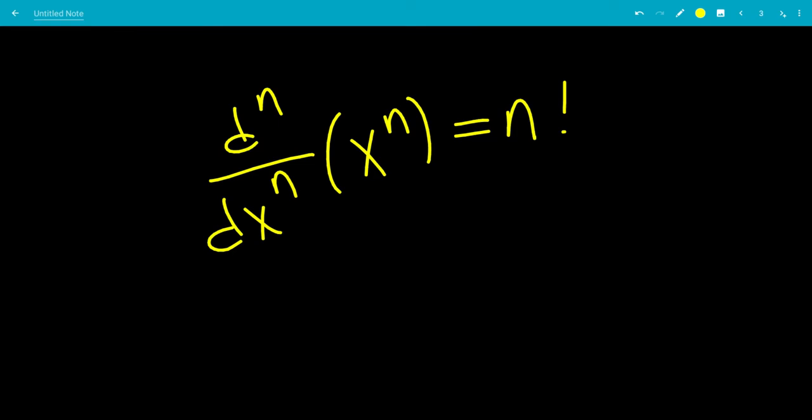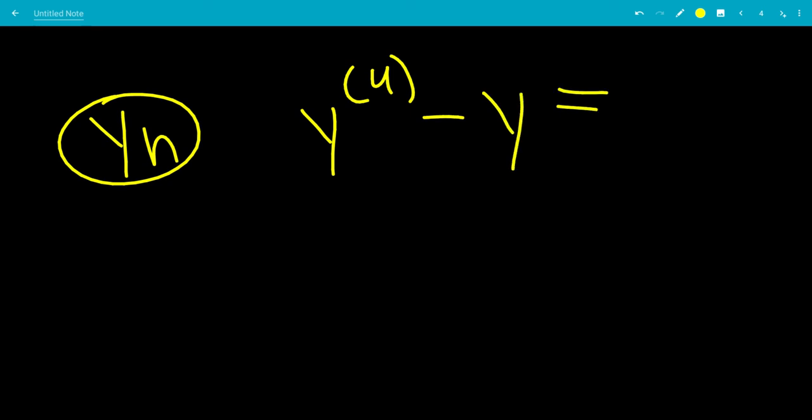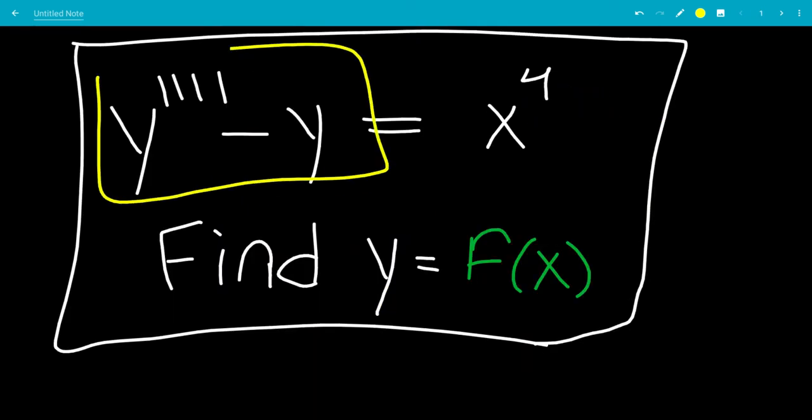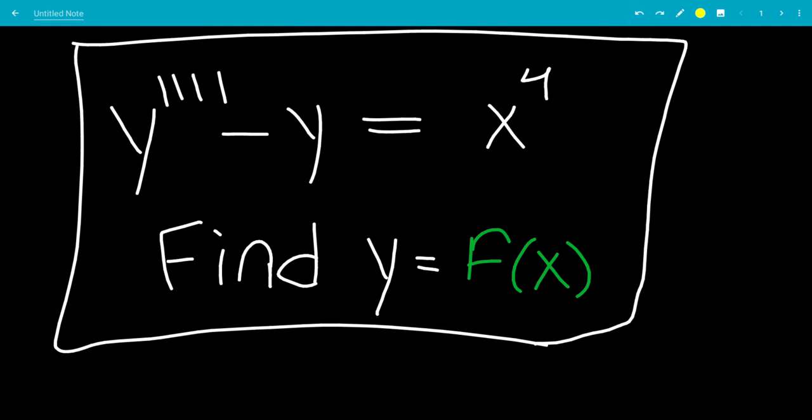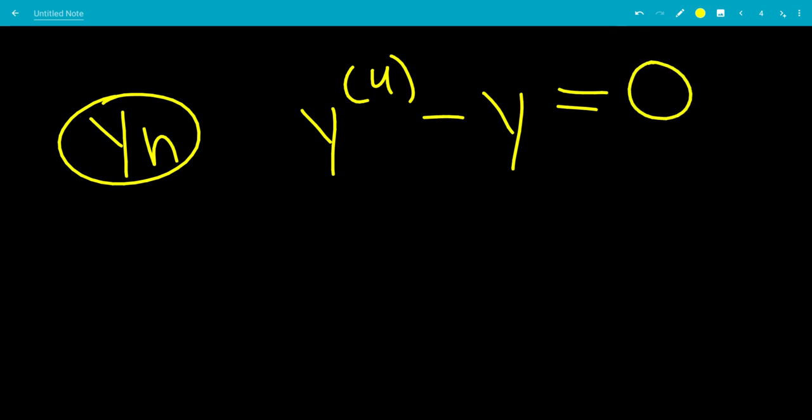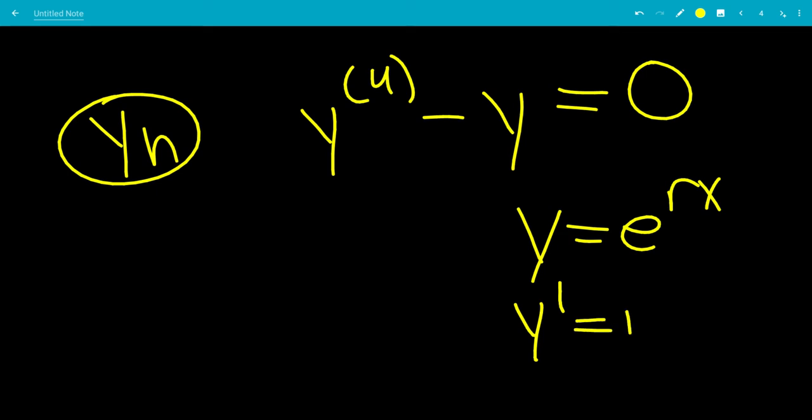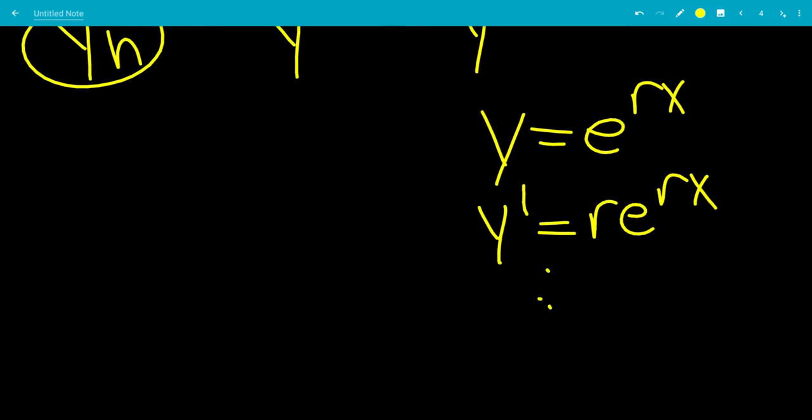Now let's look at the homogeneous solution. The homogeneous equation is the left-hand side of the original, and it says that the right-hand side has to be 0. So how do we solve this? Let's substitute y equals e to the rx. So y prime will be r e to the rx. You can do this until the fourth derivative, which is r to the fourth times e to the rx.